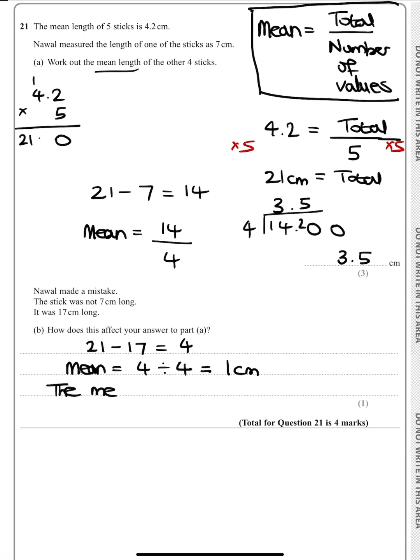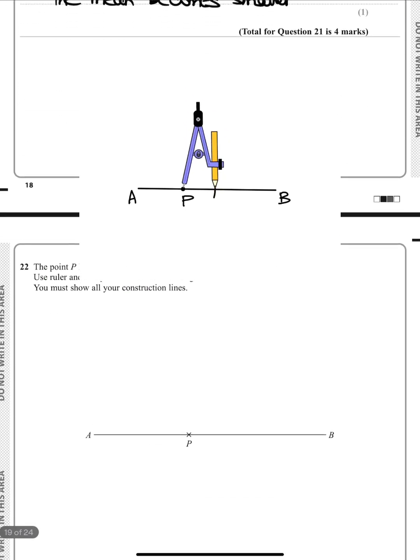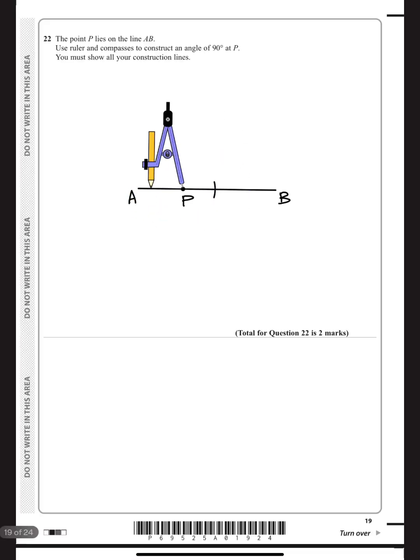The first thing to do for this question is to place the point of your compass on the point P. Open your compass and make 2 marks on the line AB.